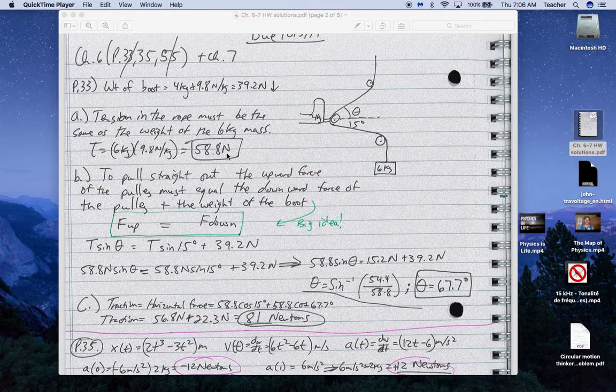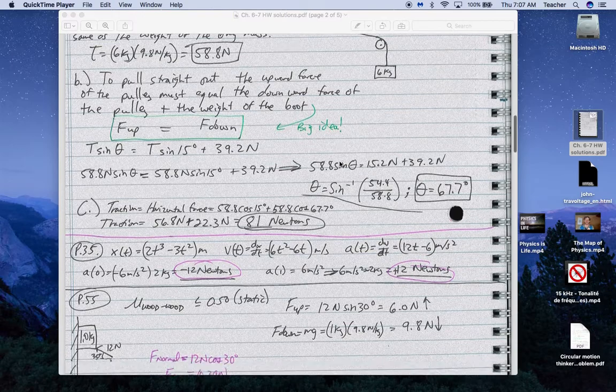I'd already figured out the tension, so I plugged that in, and I end up getting that the angle has to be 67.7 degrees from horizontal. So it's pretty vertical. It's a little different than the picture. The last part is figuring out the traction force, which is force pulling outward. There I'd simply add up the horizontal components of this tension and this tension.